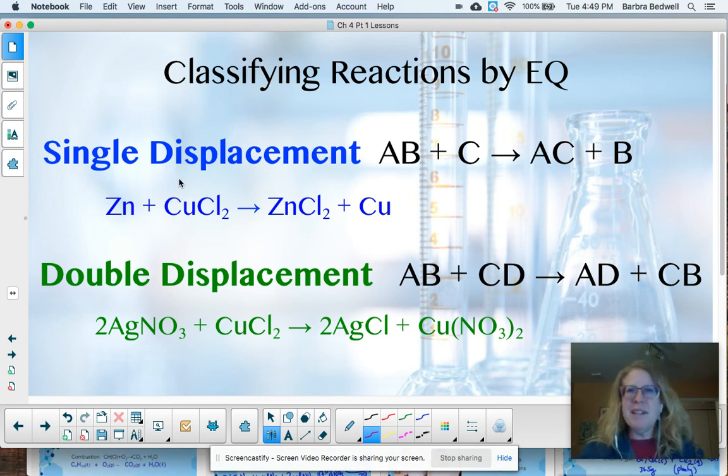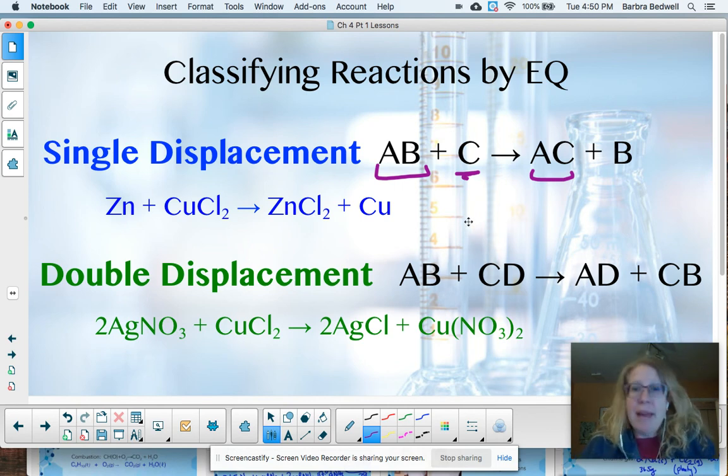And what single displacement is, it's literally that. Displacement means one element is kicking out or displacing another element. So here we have a compound, A and B are together, and then C comes along, and C is going to displace one of those two from the compound. And so you can kind of see now here we've got the new compound formed where B has been displaced.